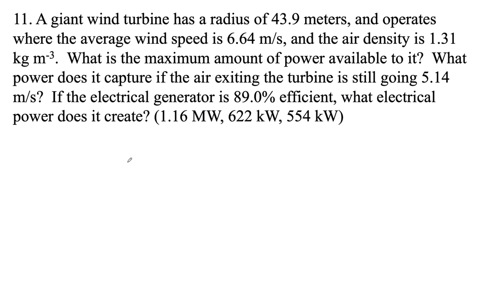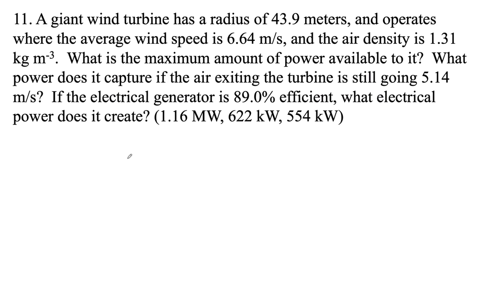A giant wind turbine has a radius of 43.9 meters and operates where the average wind speed is 6.64 meters per second. The air density is 1.31 kilograms per cubic meter. What is the maximum amount?